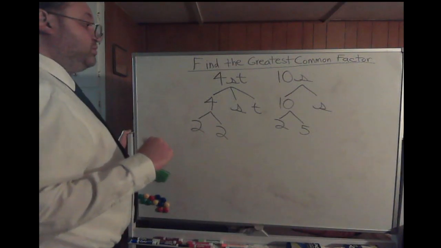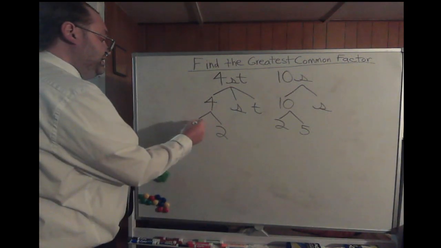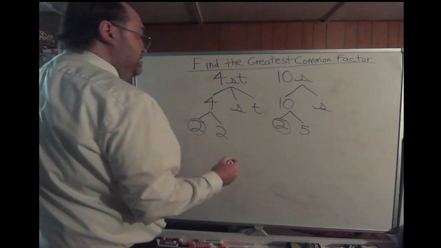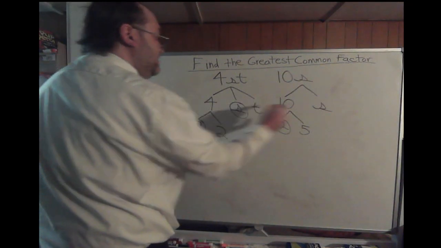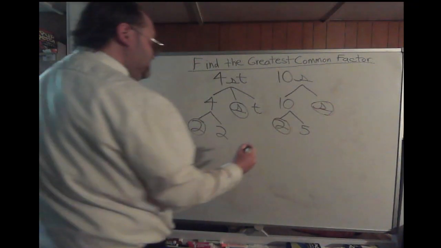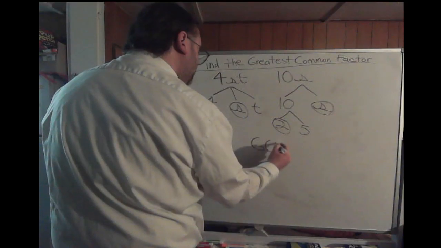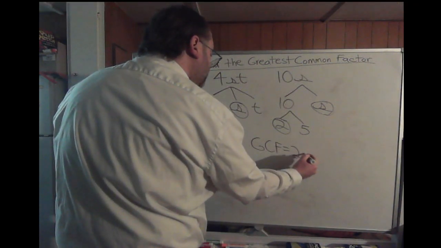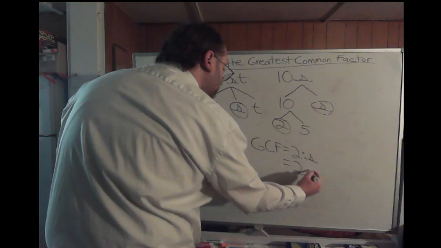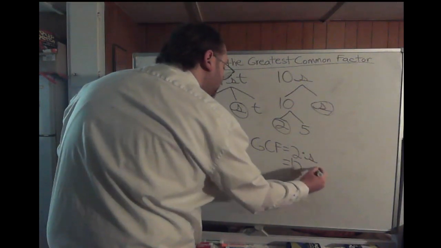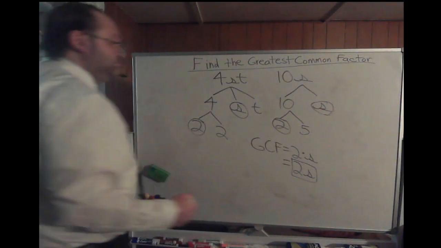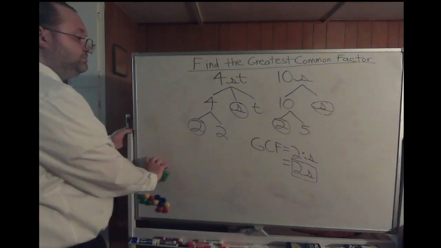Now let's go through and look for what they have in common. Immediately, we see that both of them have a 2 in common. They also both have an s in common. And that's it. That's all they have in common, a 2 and an s. So your greatest common factor is going to be 2 times s, or simply 2s. That would be your greatest common factor for these two monomials: 2s.